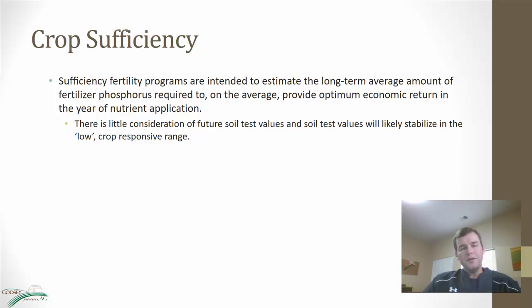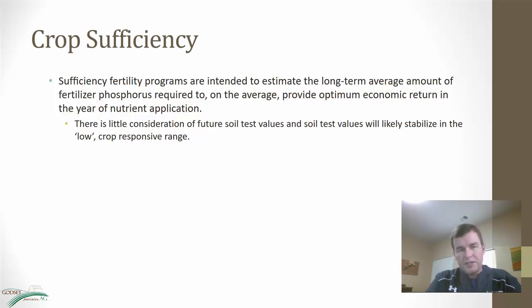First of all, we'll talk about crop sufficiency. Sufficiency fertility programs are essentially an estimate of the long-term average amount of phosphorus or potassium that an individual crop in any given season would need. So essentially you're fertilizing that crop for that given year with no regard to what future soil test values may be. With this said, most of the time when you consistently, year in and year out, follow a crop sufficiency approach, your soil test P and K will plateau or stabilize in the low crop responsive test range.